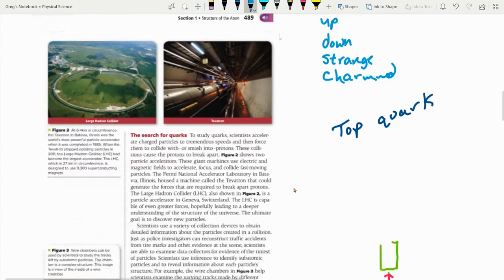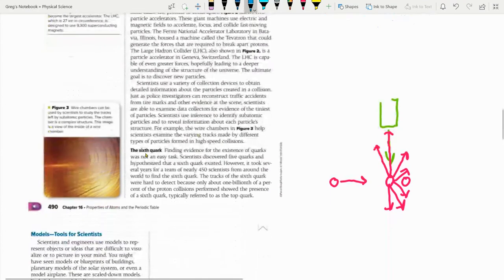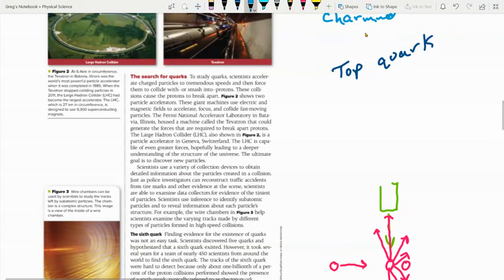The hardest one to find, the 6th quark, was the top quark. So if you ever, and they do put it on the ACT, they'll put it on different things. They'll be like, what is the hardest quark to find? Top quark. That's all you have to put. Everybody knows what it is.